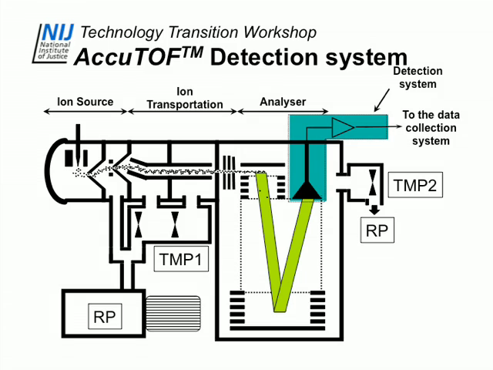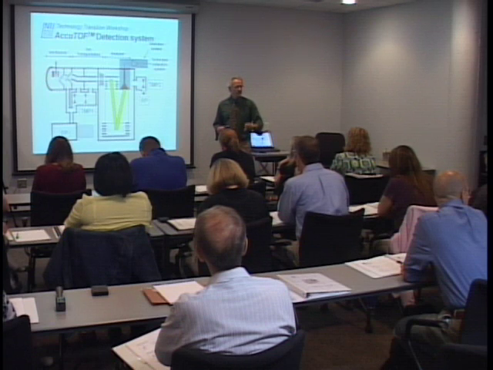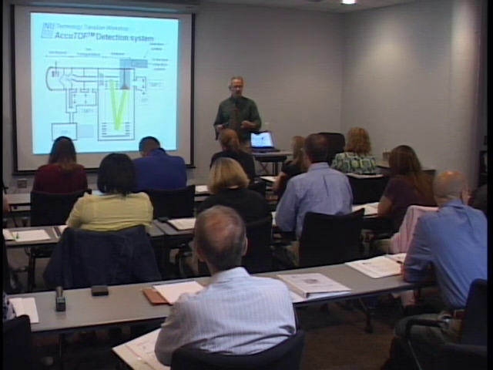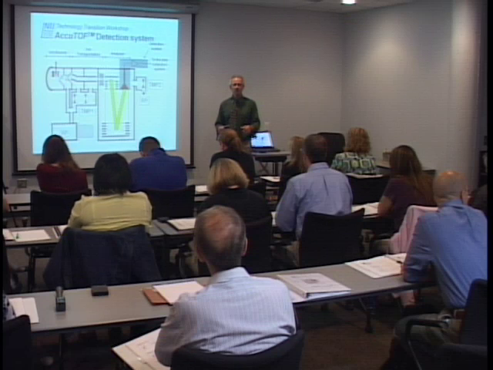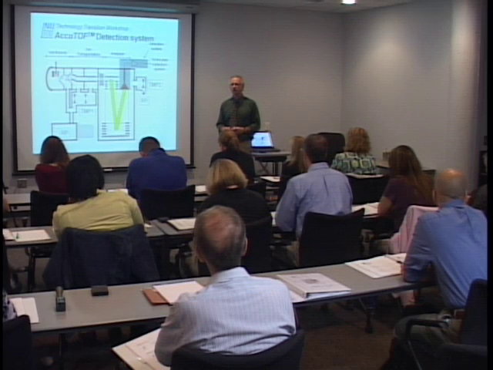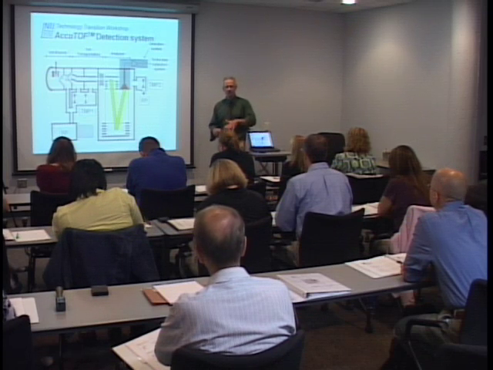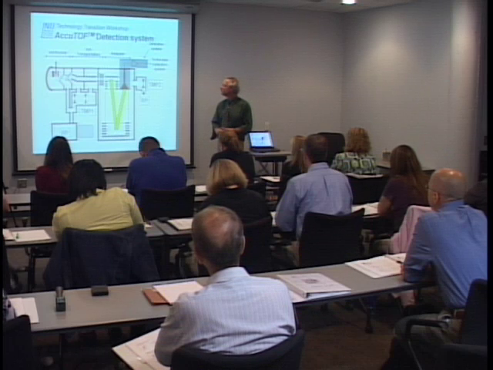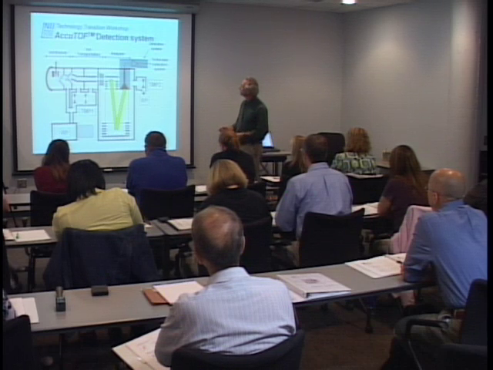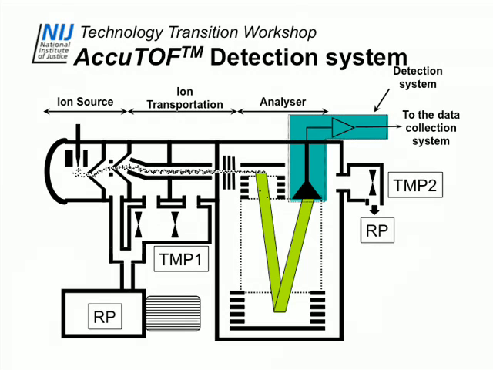So if you only have a few ions at a time, you won't have a very good mass spectrum. But if you sum up thousands and thousands of spectra, then you wind up with a pretty good dynamic range, which is the difference between the highest and lowest signal you can measure. Finally, we've got to do something with the information. So the ions hit a detector, and that signal is brought out to the PC.